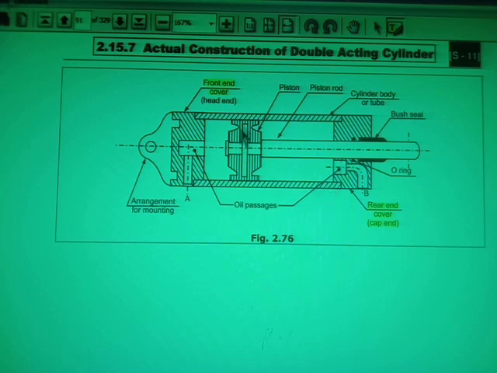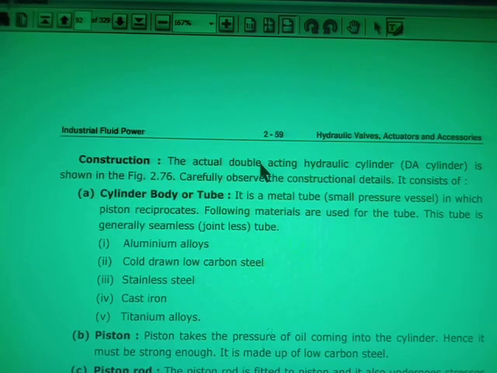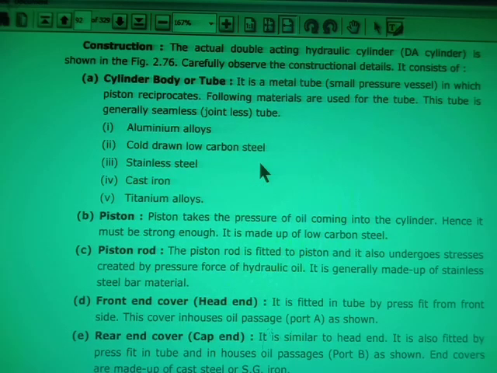The piston is also provided with piston rings, as you know that in an IC engine there are some rings provided, so piston rings. Here also this piston will be provided with some piston rings. Now we'll see what the different parts are, what is the function of the different parts, and from which materials those parts are made.